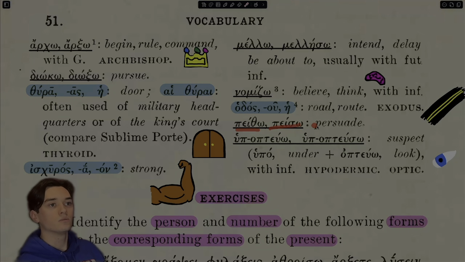Peto, peso. Persuade. Hupoptuo, hupoptuso. Suspect. Hupa meaning under and optuo meaning to look. Oftentimes it takes an infinitive. Again, another head verb. 2 derivatives that it gives you are hypodermic and optic. So hypo meaning under and dermic, your skin. Optic meaning to look. Same thing here.